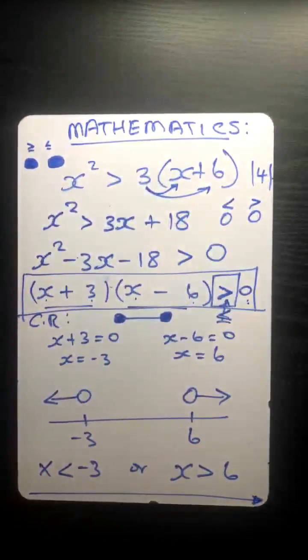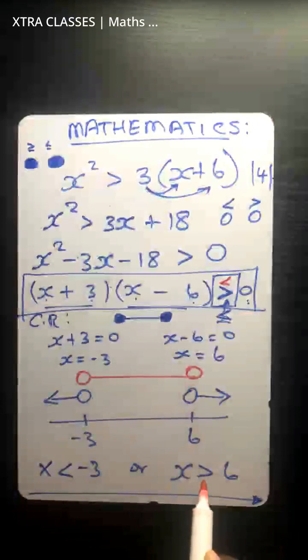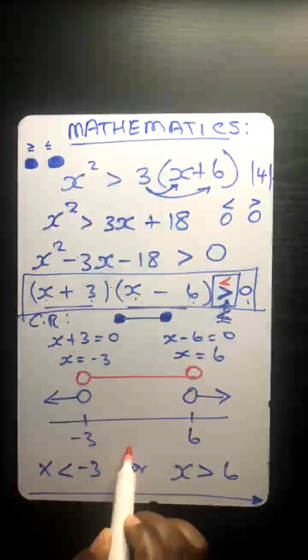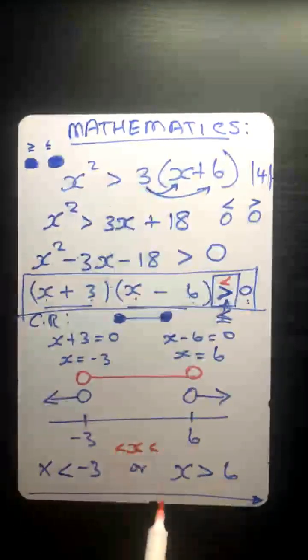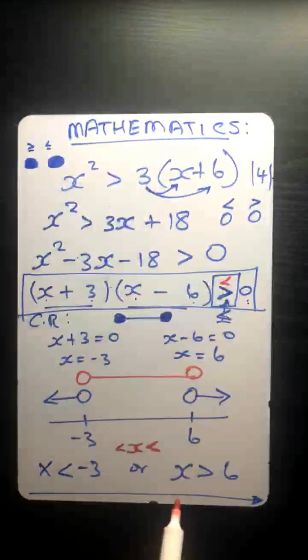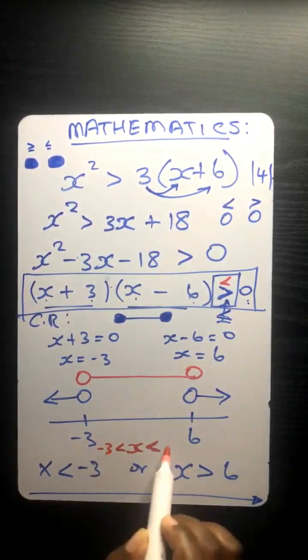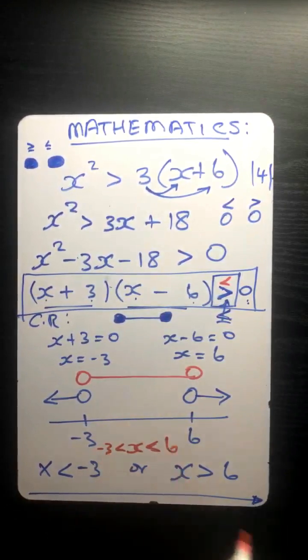But if that sign was that of a less than, that means you're going to have a circle, and then you join. And how you represent it, that's when they say x is actually between. This thing means between. Therefore, you are going to say it's obviously between -3 and 6.